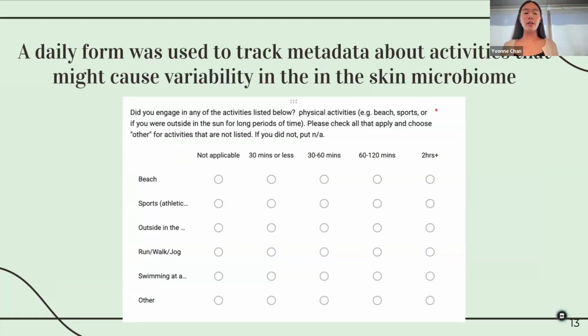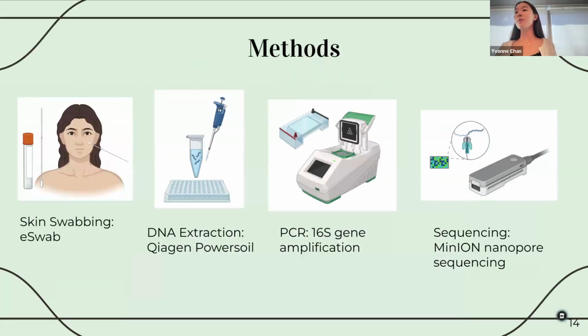I asked questions like going to the beach, doing sports, and also your diet as well. That could all affect and confirm my variability in my results. And so for my methods, I directly skin swabbed each participant's cheek, and I did DNA extraction using QIAGEN PowerSoil. I did 16S gene amplification using PCR, and I sequenced using Oxford Nanopore sequencing.